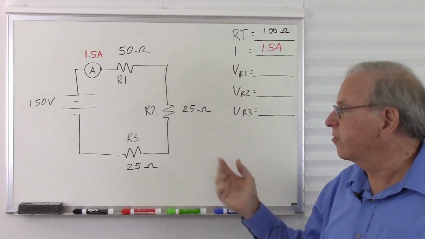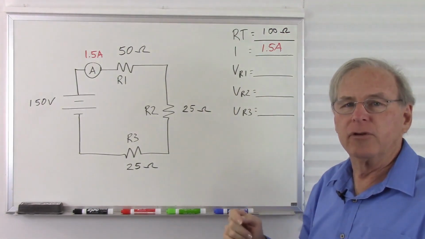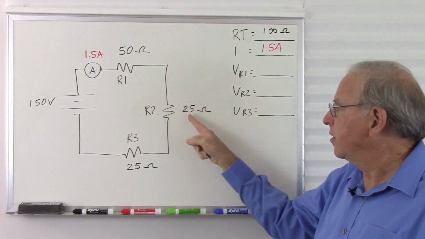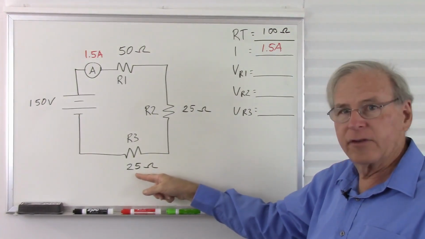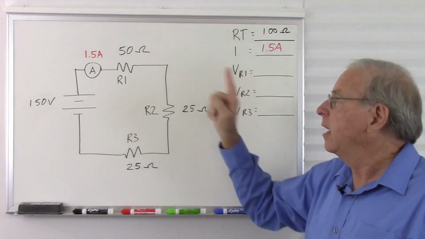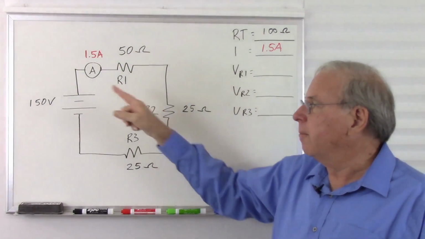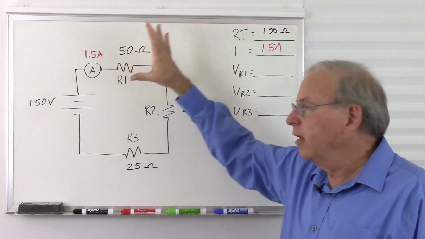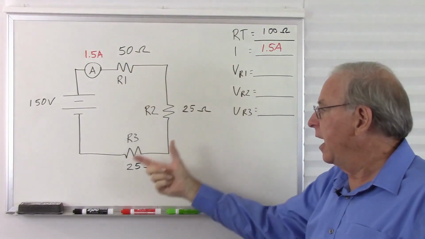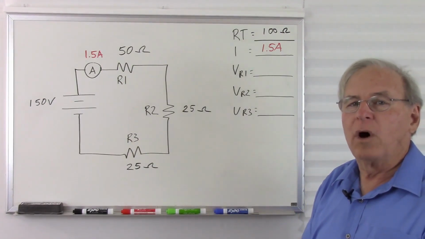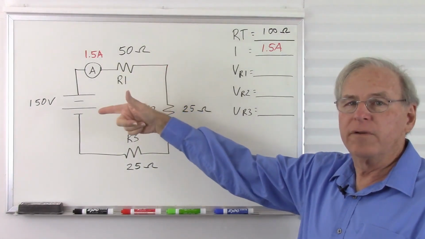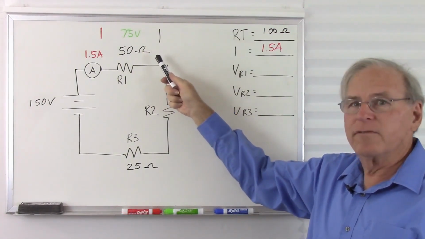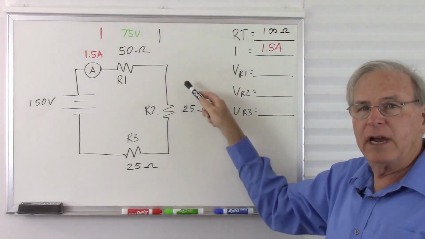Now let's see if we have any tricks to figure out these voltages without going into Ohm's law. Well, this is half of our resistance, this is 1/4 of our resistance, and this is equal to that. So what do we know? The voltages across these resistors must add up to 150. Half of that voltage must be across this resistor, 25% must be here, and 25% must be there. So what is 1/2 of 150? This must be 75 volts. So 75 volts there, and between these two we must have the other 75.